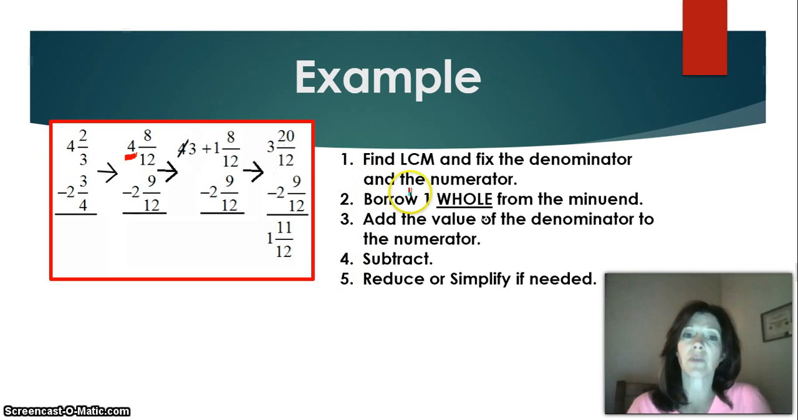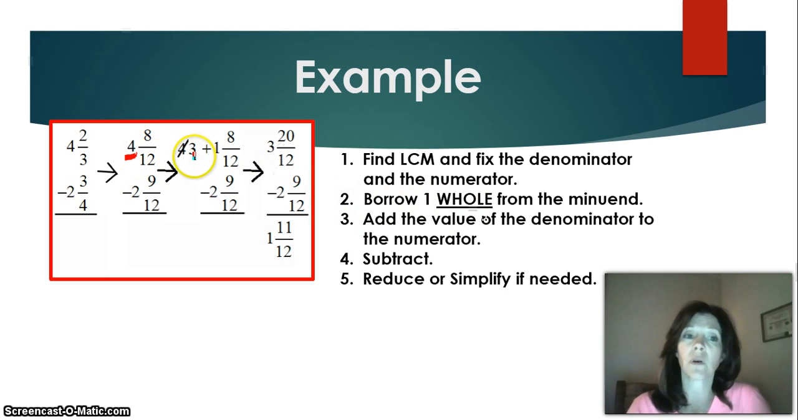So the first thing you have to do is to find the LCM and fix the denominator. So between 3 and 4, our LCM, or lowest common multiple, is 12. So 3 times 4 is 12, so you multiplied here to make this 8. 4 times 3 is 12, you multiplied 3 by 3 to get 9. We have fixed that. Then you have to borrow one whole from the minuend.